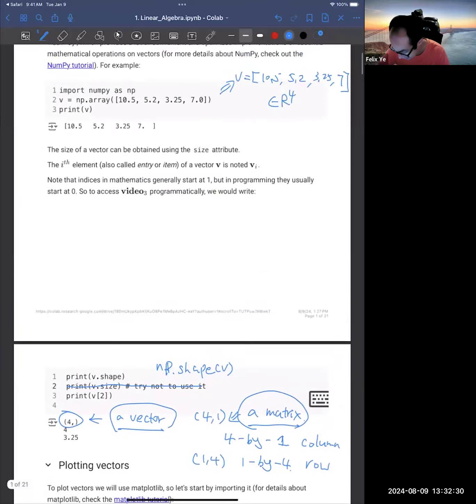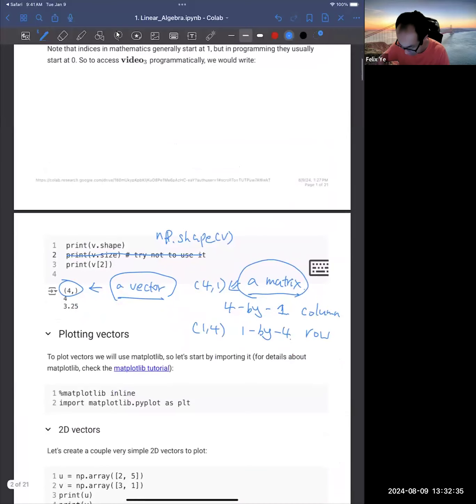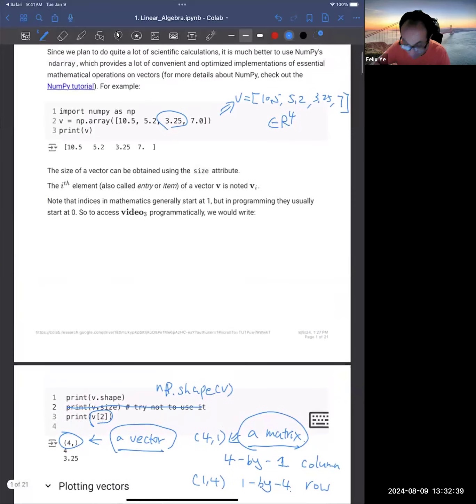If you want to access the third entry of this vector, you should call v[2] right here. Everything starts with 0, so this is index 0, index 1, and index 2. If you want to access 3.25, that would be the second index.